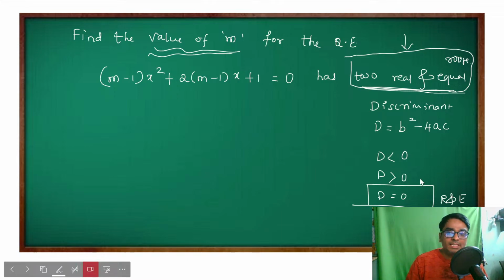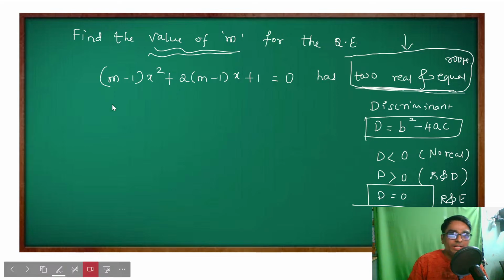Now if D is less than 0, then there are no real roots, they are imaginary. If D is greater than 0, then the roots are real and distinct. Okay, so let's solve this now. So how to proceed then? Simple, use this formula, equating it to 0. We know that D equals 0 for real and equal roots.